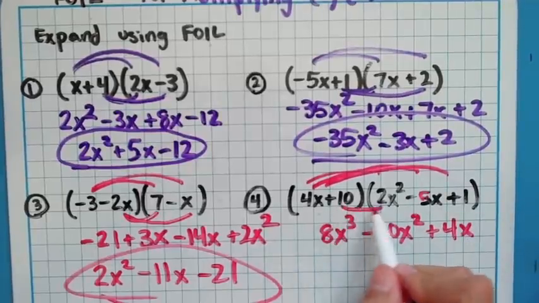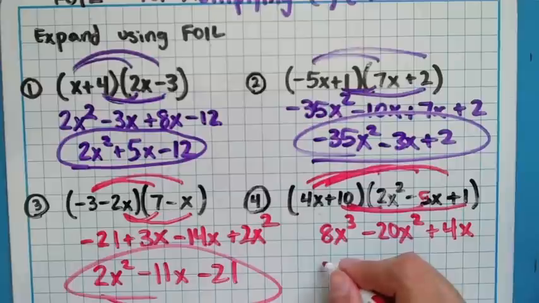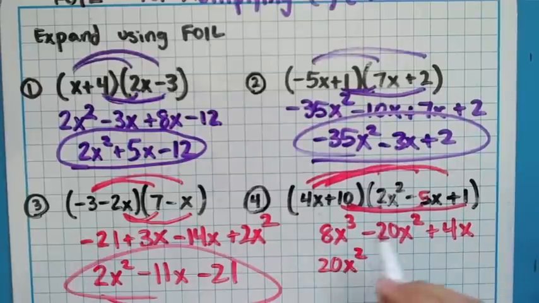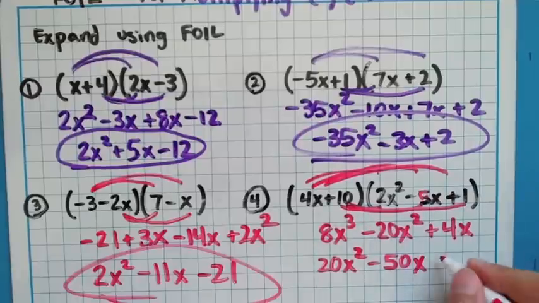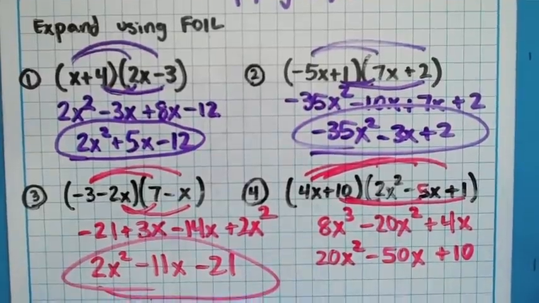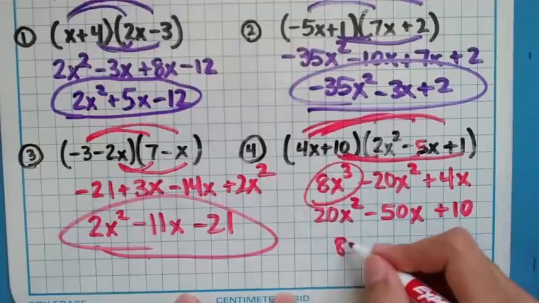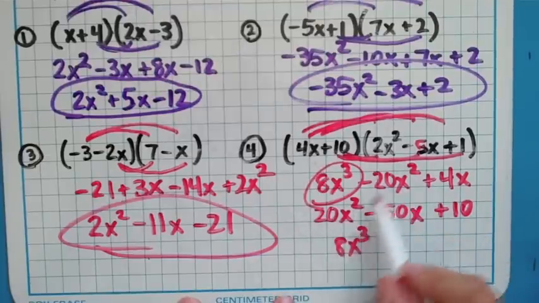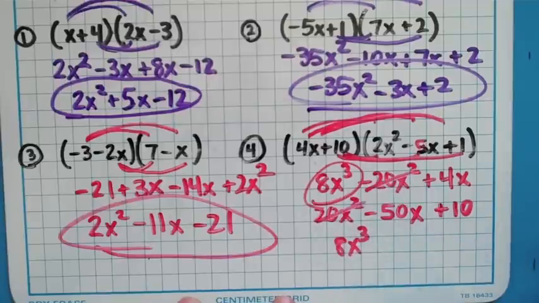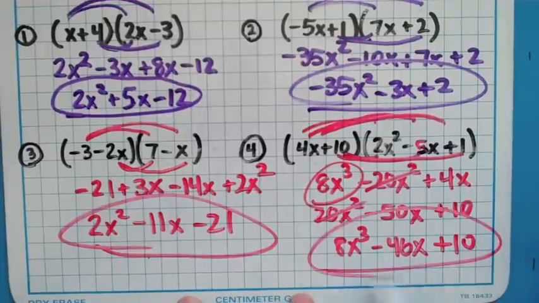Now I got to take my 10, multiply it against each part. I'm out of room here, so I'm just going to go on the next line. 10 times 2x squared is 20x squared. 10 times negative 5x is minus 50x. And 10 times 1 is plus 10. All I have to do now is combine all of my like terms here. And when I do that, I'm going to end up with 8x to the third. Let's see, I have minus 20x squared and plus 20x squared. Those are actually going to cancel out, so those go away. Minus 50x plus 4x, that's going to be minus 46x plus 10 is my final answer.